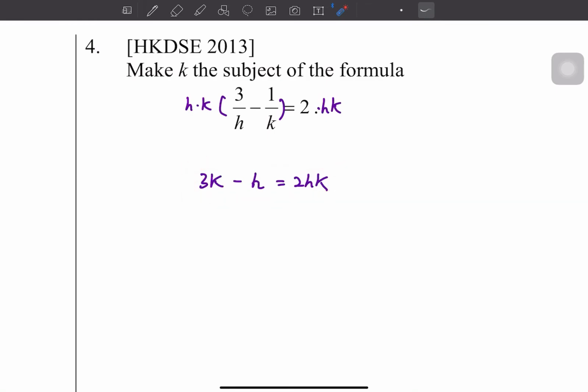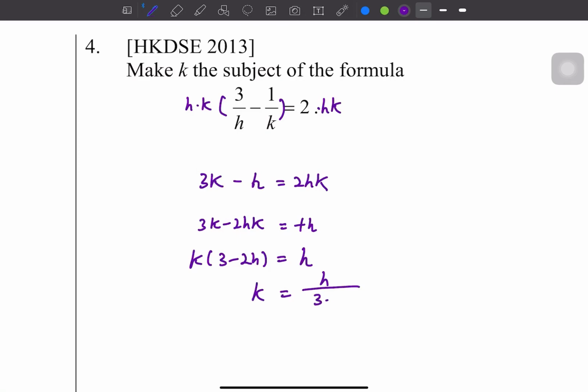Move all the term related to k on one side. So I will subtract 2hk on both sides and then plus h on both sides. After moving all the term related to k on one side, same idea, take out common factor. For each question, you can use this technique, this logic, and then divide 3 minus 2h.